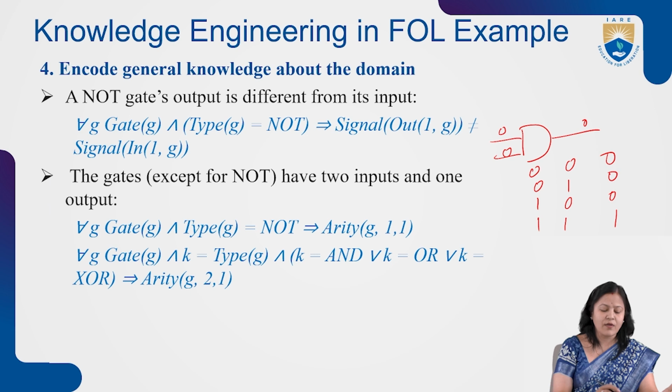In general, we can write for all G, gate of G and type of G is equal to K. Instead of writing type of G every time, we can assign K. K is equal to AND, or K is equal to OR, or K is equal to XOR. That implies for any gate you consider, whether it is AND, OR or XOR, the arity function will take two inputs and one output. So that implies arity of G comma 2 comma 1. G is the gate which takes two inputs and one output.